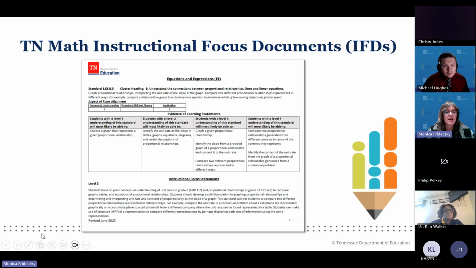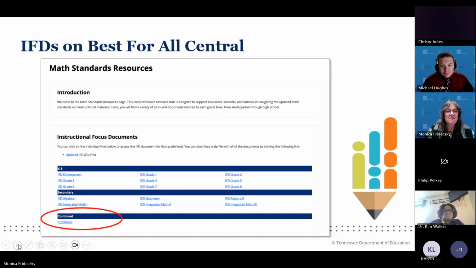Trying to practice wait time. I'm not so great at it, but I will let Michael monitor the chats. So we're still talking about instructional focus documents that can be found on Best for All Central.